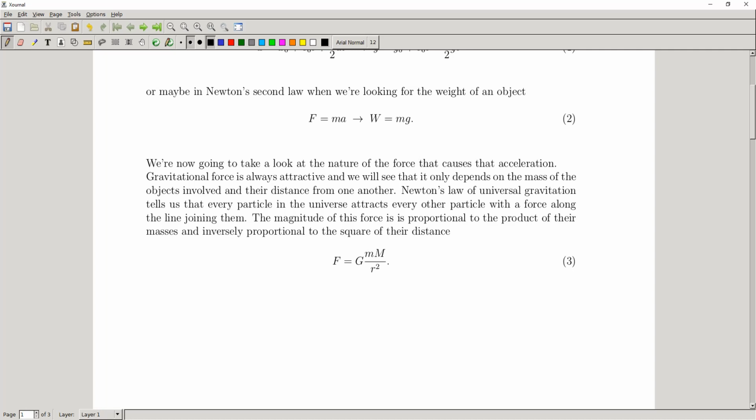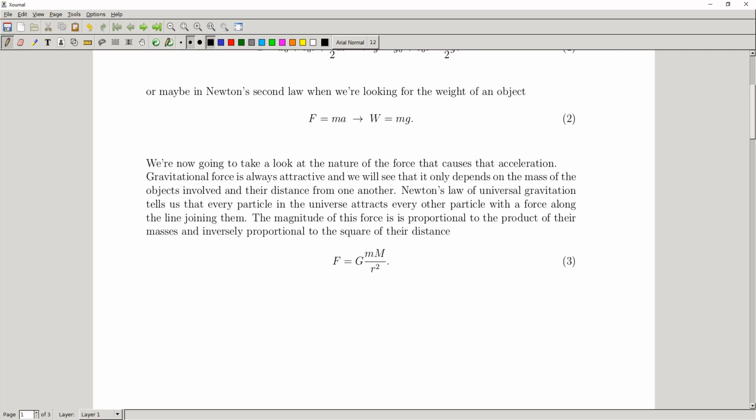And so we're going to look at Newton's law of gravitation. We're going to find that gravity is always attractive. We're going to find that the force of gravity is given by this equation here. The force of gravity is going to be proportional to the product of the masses and inversely proportional to the square of the distance between these two masses. And this is all going to be scaled by a constant of proportionality, G, which we're going to talk about in a second here. Okay?